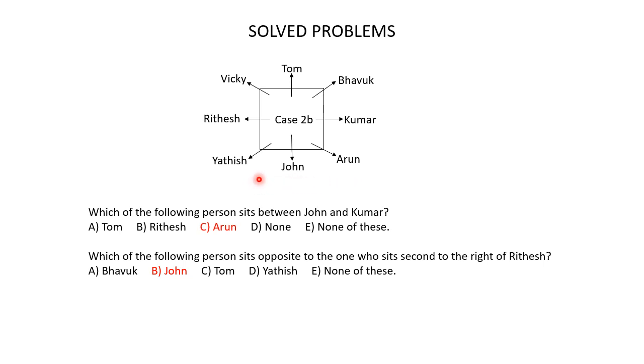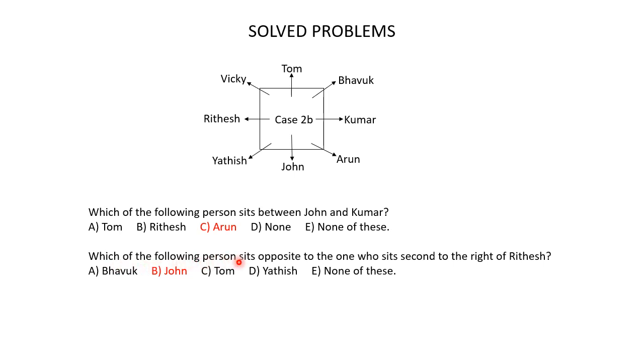This is the final seating arrangement for the given problem. Let's answer a few more questions based on this final seating arrangement. Which of the following persons sits between John and Kumar? You're given 5 options and you have to find out which of these options is the correct one. So you are asked to find out who sits between John and Kumar. John and Kumar. So Arun sits between John and Kumar. So the correct answer is option C, Arun.